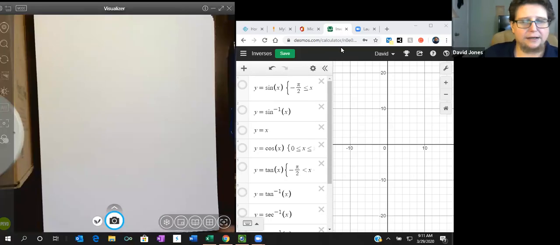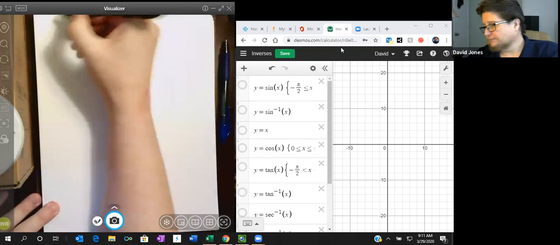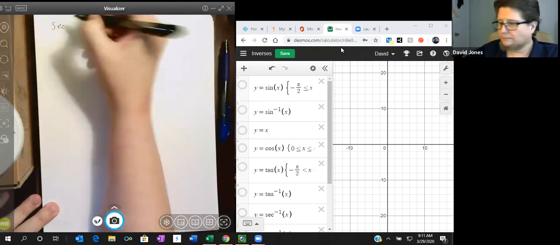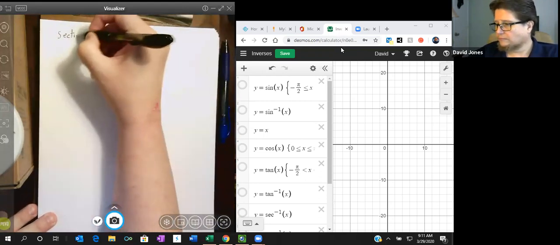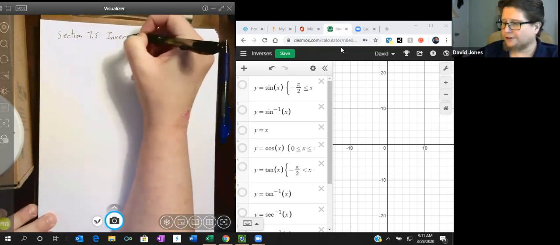Good morning, everyone. Today we're going to continue on with Chapter 7. This will be section 7.5. It's on the inverse functions for the trig functions. We call them inverse circular functions.